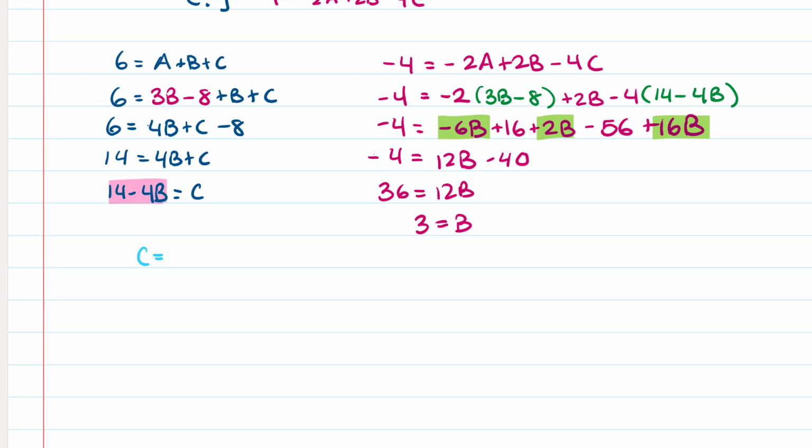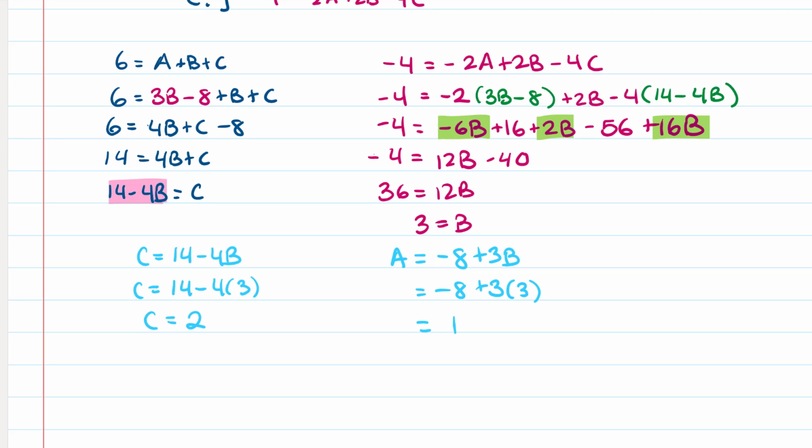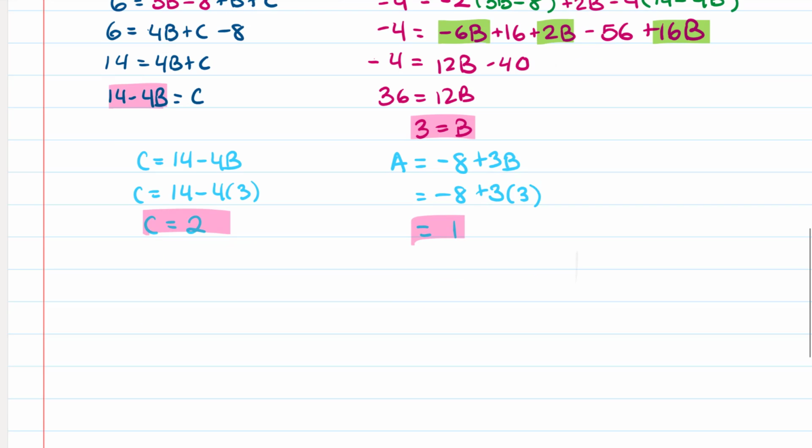So I have c is equal to 14 minus 4b, so c is equal to 14 minus 4 times 3, so c is going to be 2. And I have a is equal to negative 8 plus 3b, so it's negative 8 plus 3 times 3, which is going to be 1. Okay, so now I've got c, b, and a.